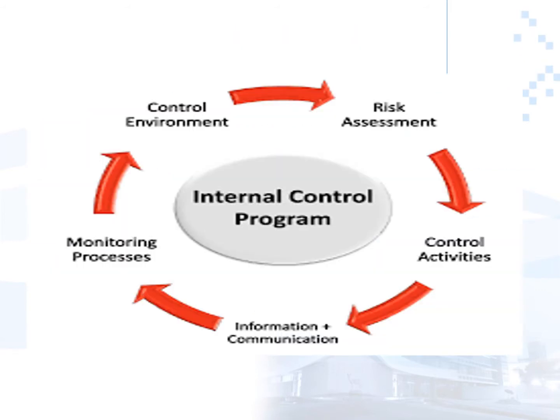This is how an internal control program looks. It starts with risk assessment, then control activities, followed by information and communication, then monitoring processes, before looking at the control environment.